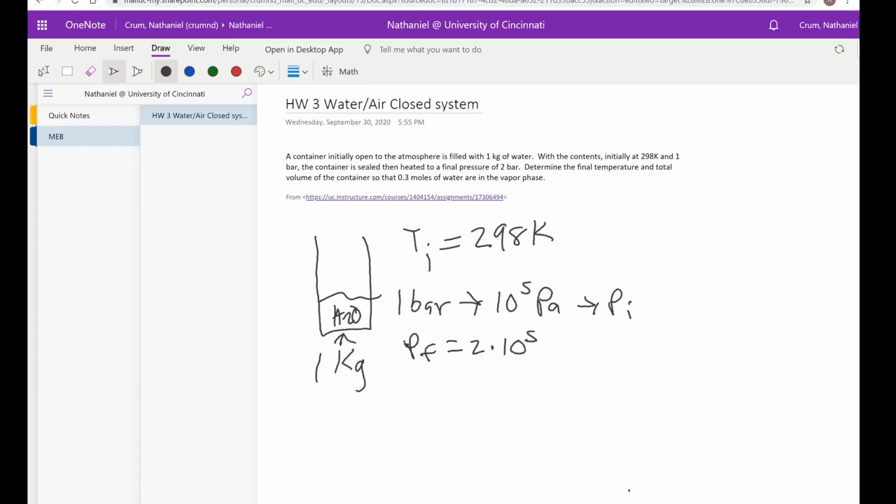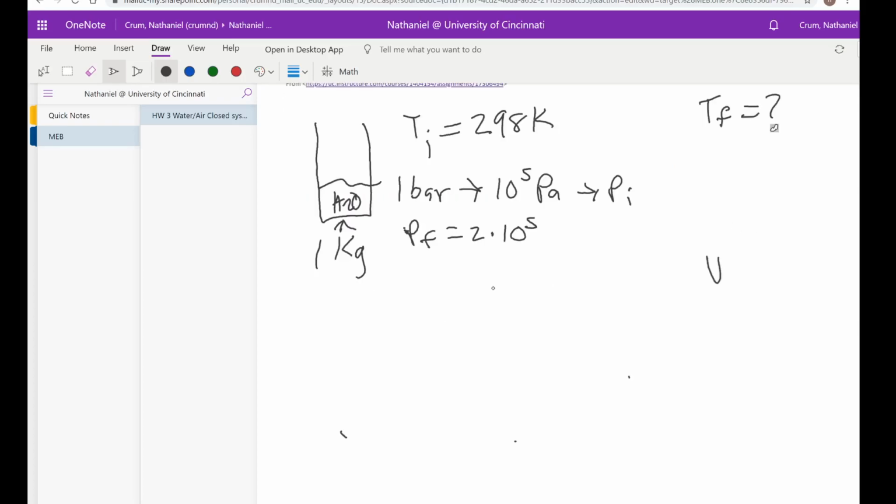Okay, so back onto the problem. We want to determine the final temperature and the total volume. So our two unknowns are our final temperature and our total volume.